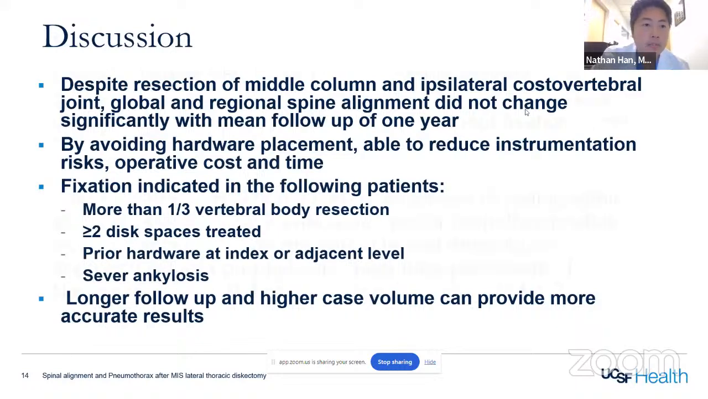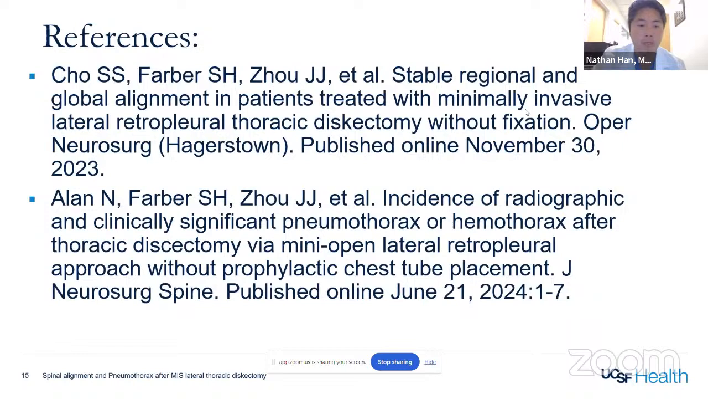And those were the 2 papers that I have discussed, and I will be open to discussion before we move on to the next 2 papers.